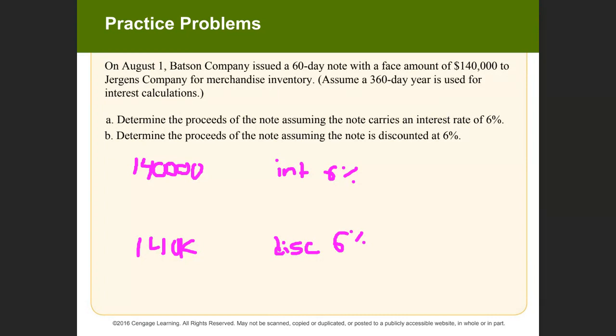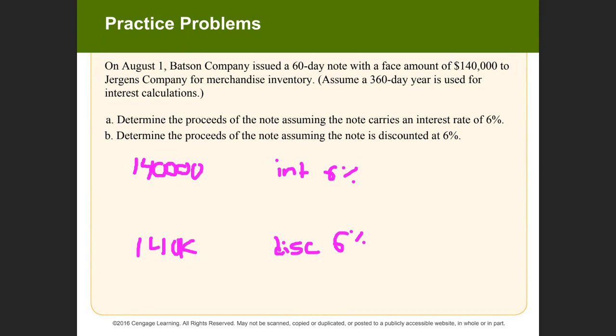So basically they could ask you three different things. They could say, determine the proceeds of the note without an interest rate or a discount, and that would just be your 140 with interest. In this problem though, they're just asking: assume the note carries an interest rate, what is this? And assume you have a discount, what is that?